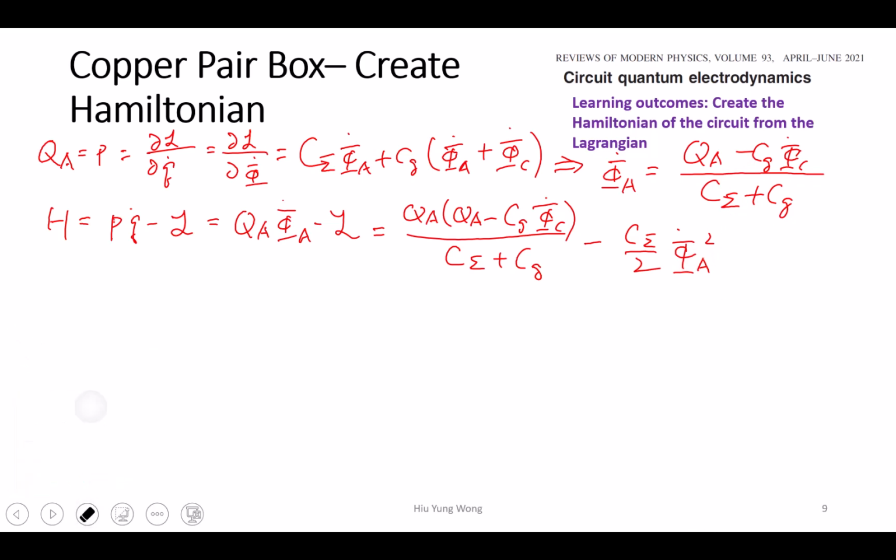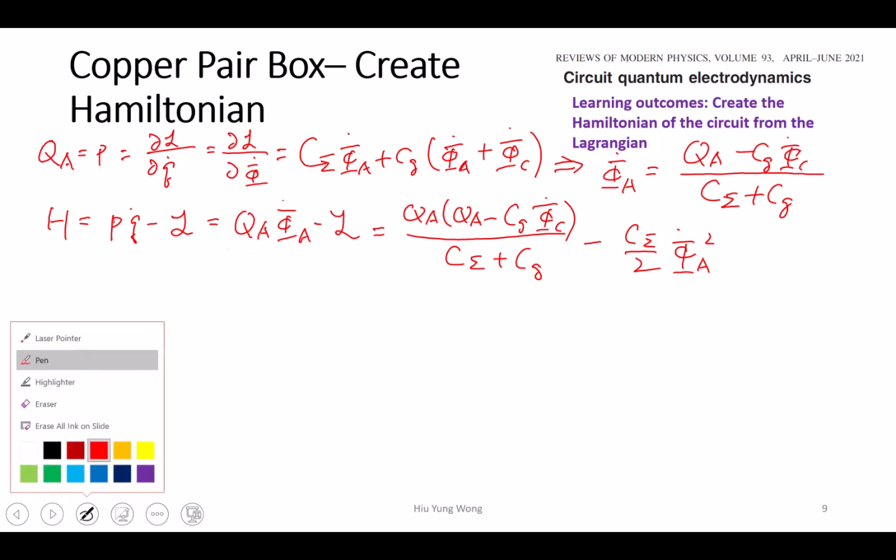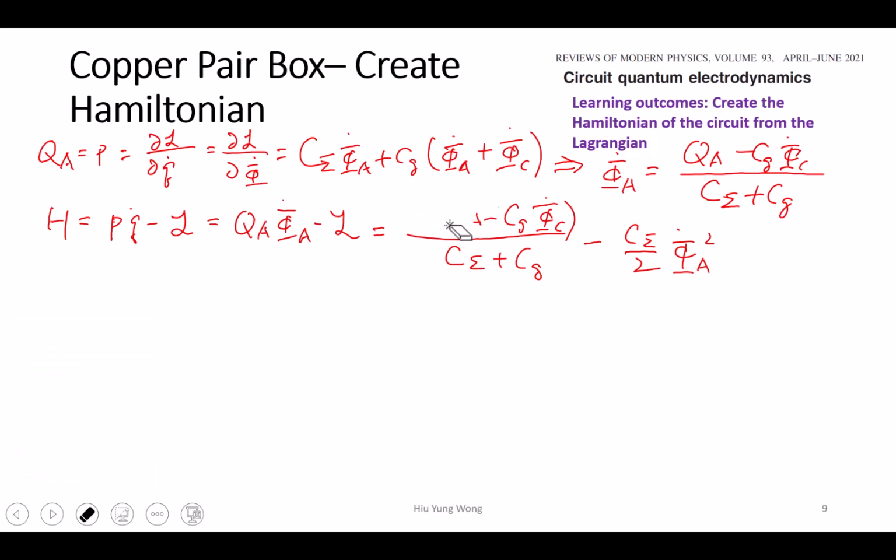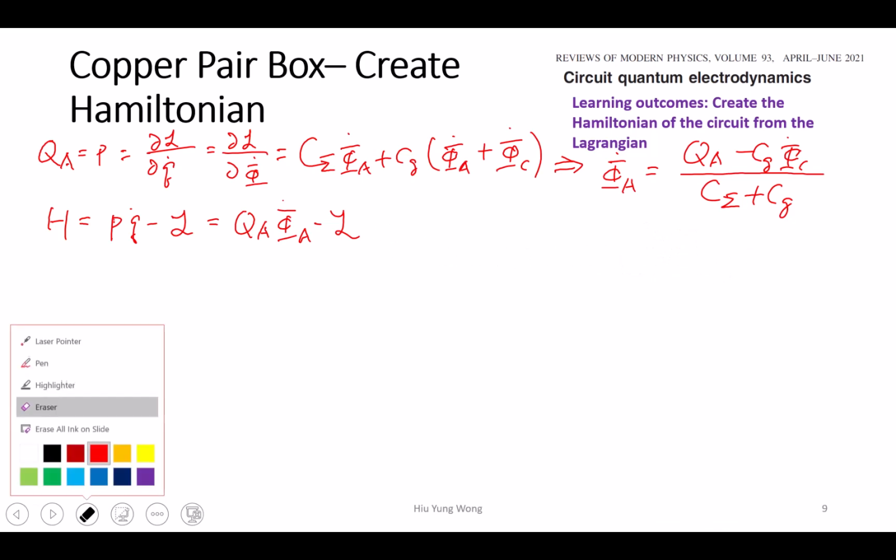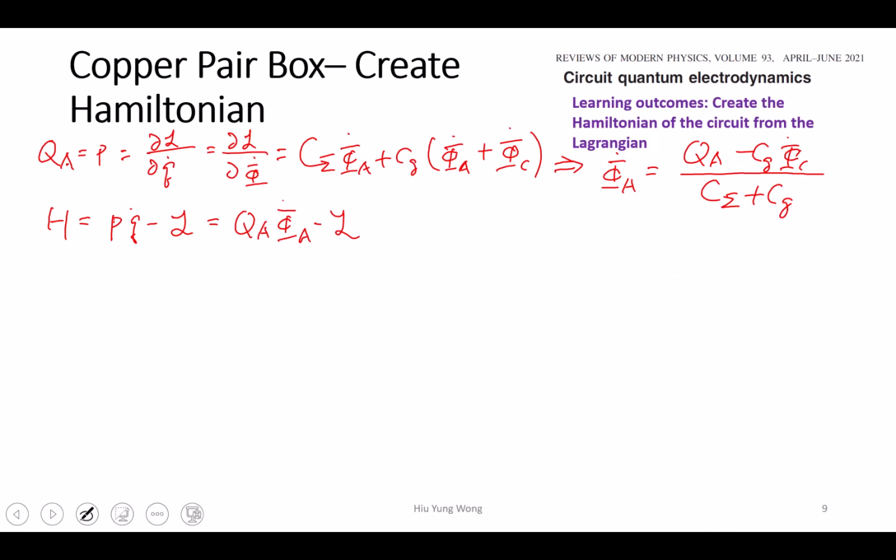So hopefully this mistake can help you to do better. I should actually first simplify this term before doing the substitution. So let me just remove it. I did not do anything wrong, but if I do this, it's going to waste a lot of time, because I need to substitute the phi_A dot many times. I should really write this down: Q_A phi_A dot minus the Lagrangian.